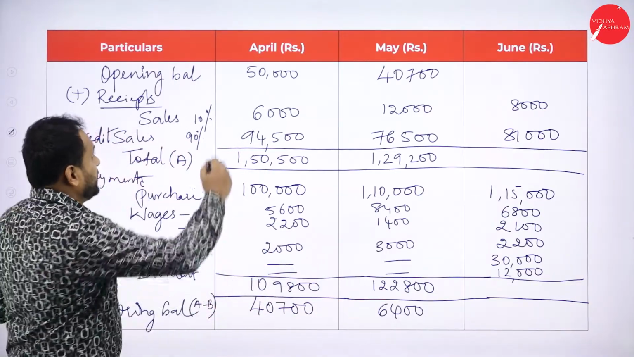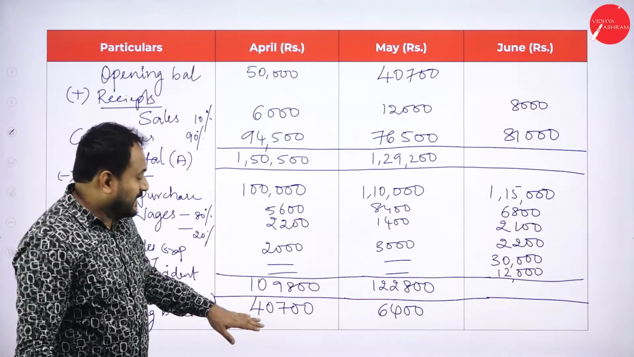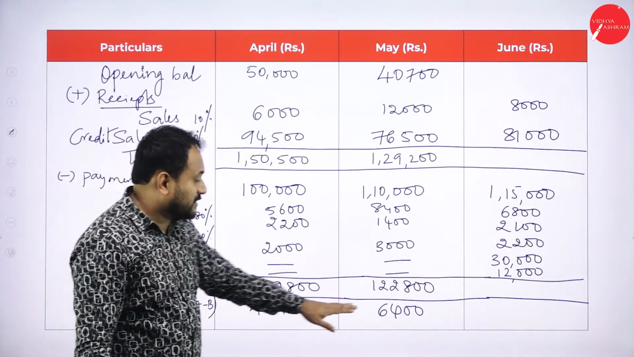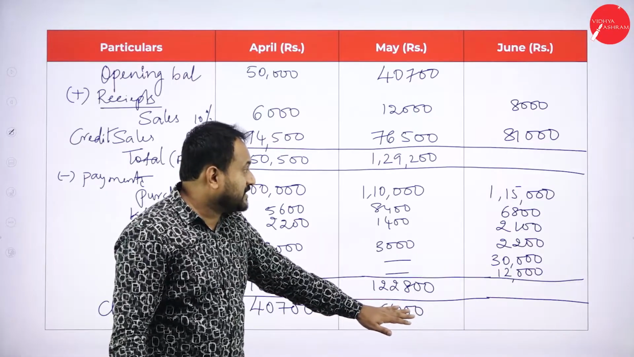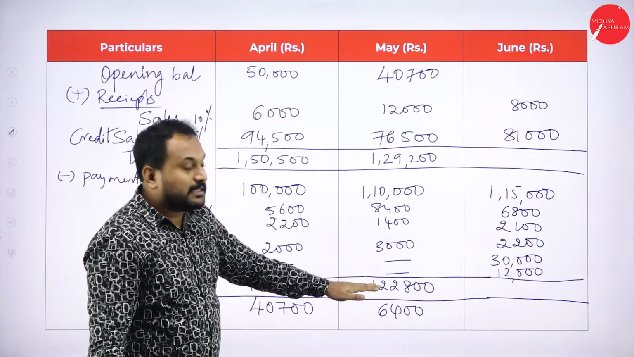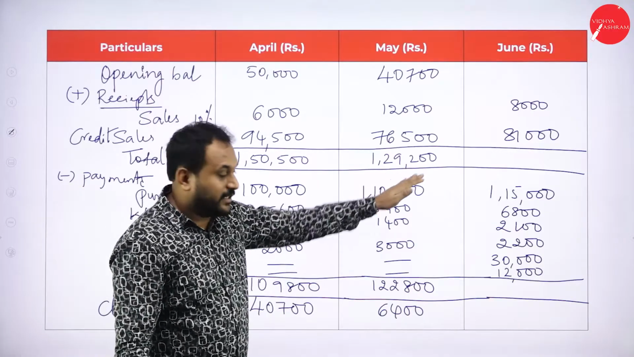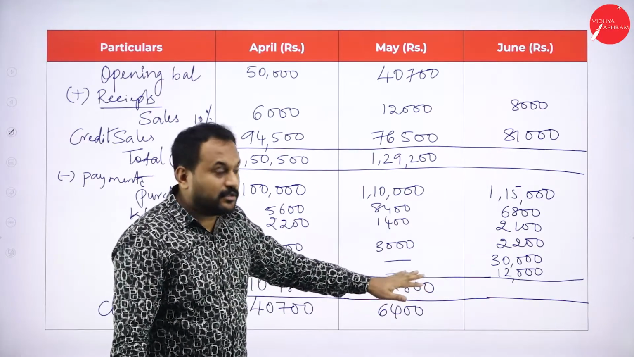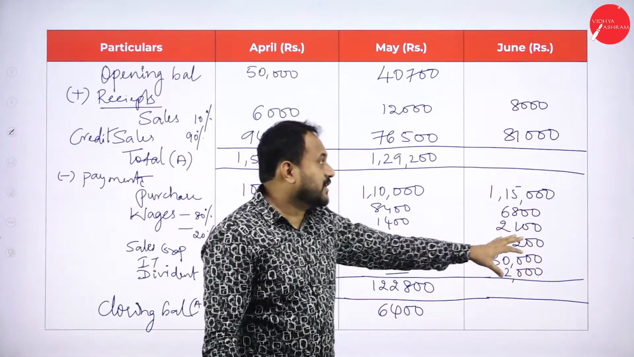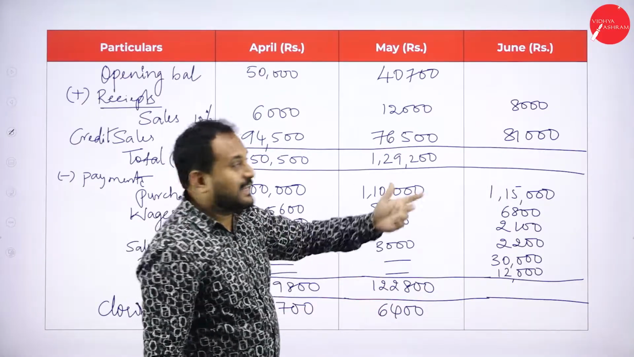Now understand here, in the month of April, I had a cash balance, the closing balance of 40,700. But in the month of May, what happened? From 40,700, it has come to 6,400. That means receipts, when you compare with payments, are less. Though receipts are 1,29,200 and payments 1,22,800, next we need to check whether we have surplus or deficit. Closing balance of May will be the opening balance of June.